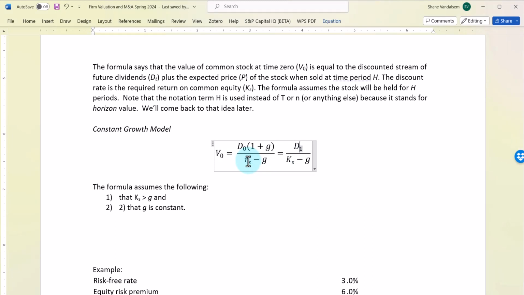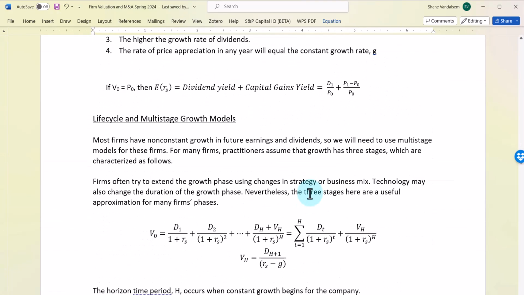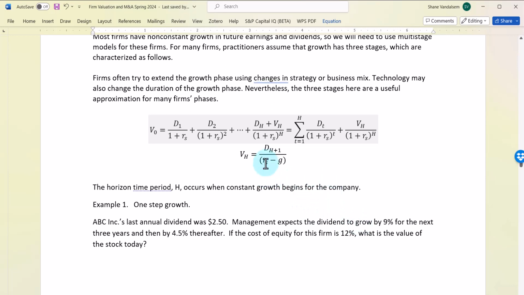So where we have here, the value at time 0 is equal to the dividend at time 1, or the last annual dividend paid multiplied by 1 plus the growth rate, divided by the required rate of return minus the growth rate. So that's the same thing we're looking at here. The value at time h is equal to the dividend at time h plus 1. In the example we're working, it is the dividend at time 3 plus 1 year, so the dividend at time 4, divided by the required rate of return minus the growth rate. And that's our value at the horizon period.